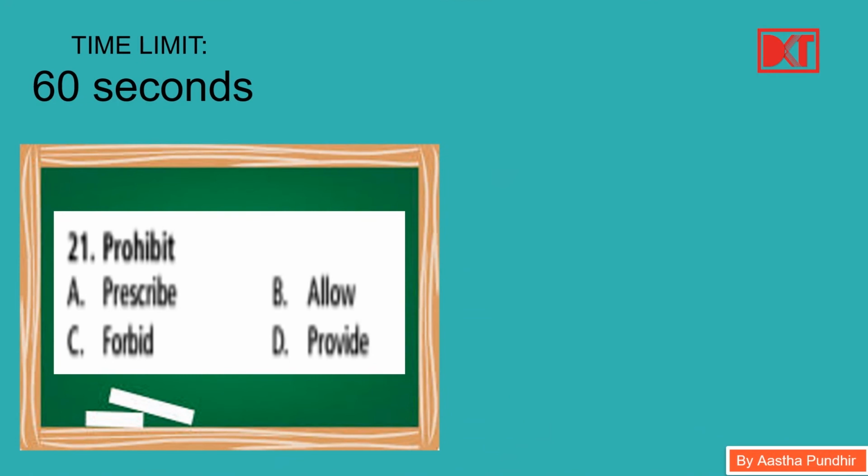Okay, so the next word is prohibit. The options are A, prescribe, B, allow, C, forbid, D, provide. Here, the synonym of prohibit is C, forbid, which means refusal to do something, not allowing that person to do something. Okay. The other words, prescribe, allow, provide, these can be called the antonyms of prohibit and forbid and the synonyms of each other.